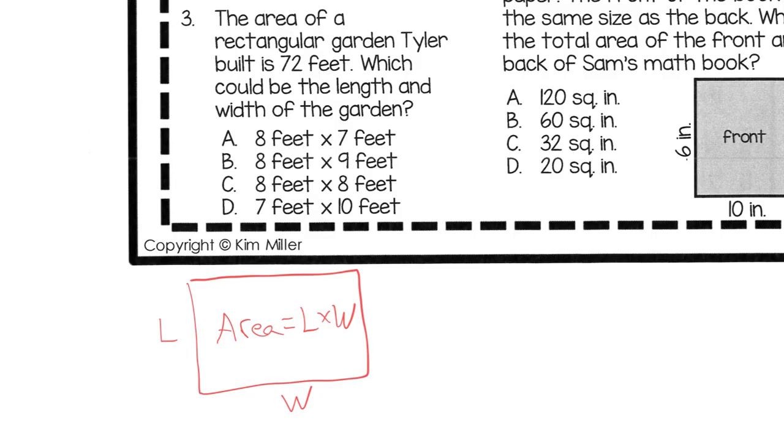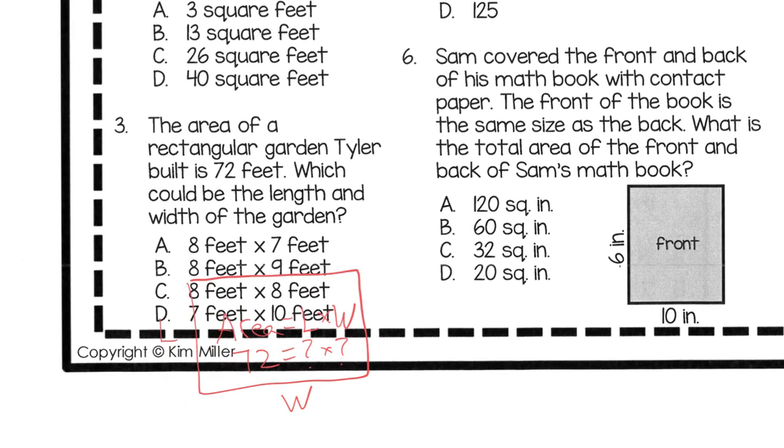So we know that the area is 72, so we're trying to figure out what number times what number equals 72. So I'm going to let you figure this one out, multiply these, and figure out which one of these is 72 square feet. Okay? Pause this video. After you answer your question, meet me at number 4.